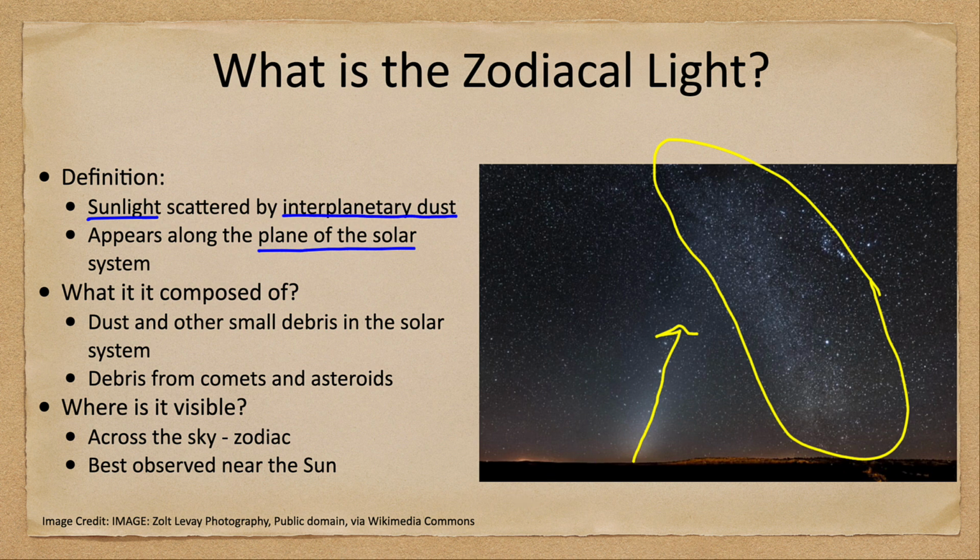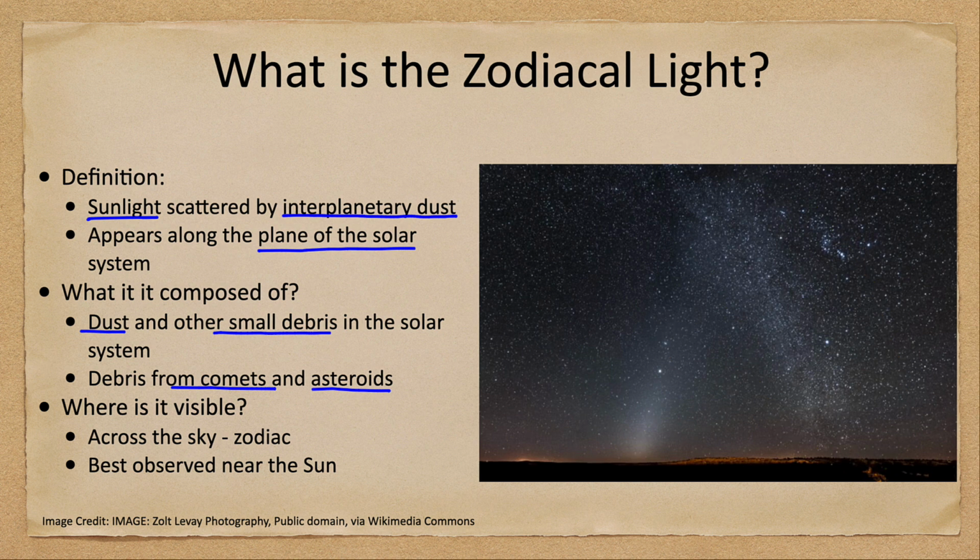Now, what is it composed of, I should say next? Well, let's take a look at that. What it's composed of primarily is very tiny bits of dust and very tiny debris in the solar system, likely debris from comets and asteroids that has been left behind in their orbits. And that material then will scatter the light as sunlight travels outward through the solar system and will reflect it back to Earth.